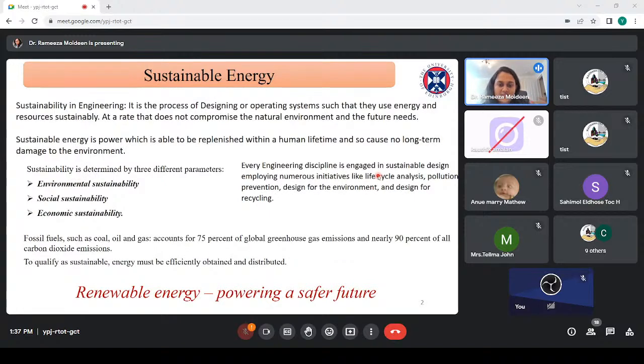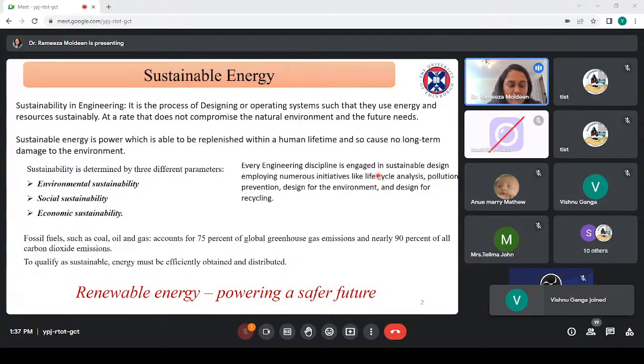As an engineer, it is our duty to link the technical and non-technical aspects in a global context. Coming to sustainable energy, it is power which is able to be replenished within a human lifetime and so causes no long-term damage to the environment. We have to follow three main categories: environmental sustainability, social sustainability, and of course, the procedure should be economic as well, that is, economic sustainability.